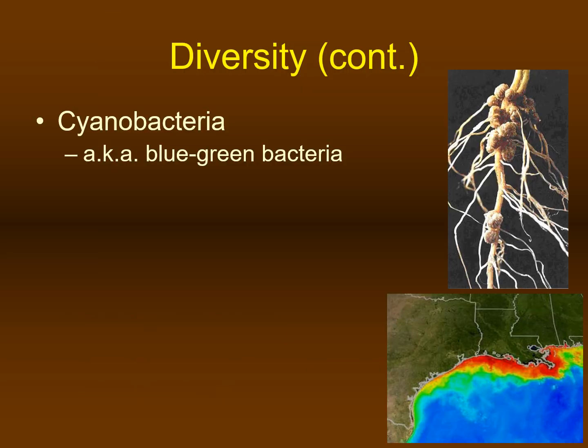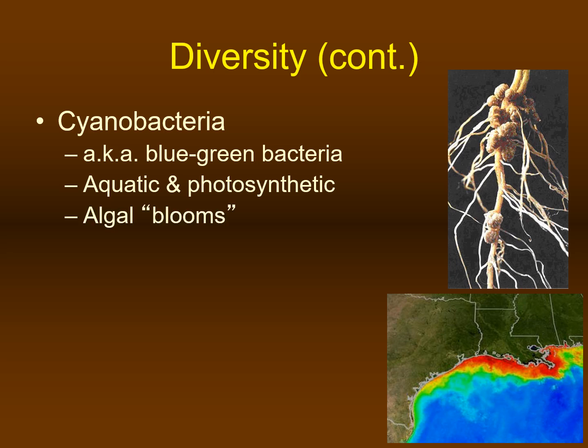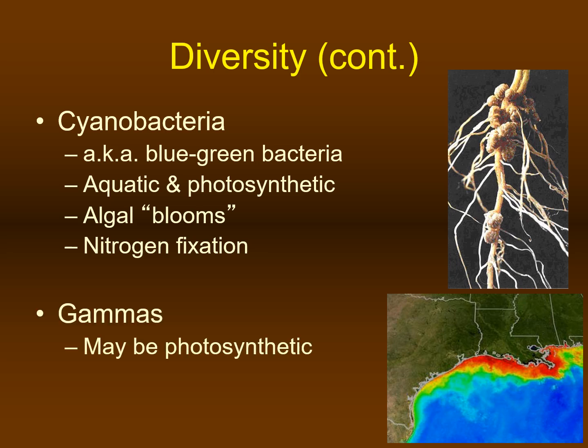Very interesting type of bacteria are cyanobacteria, which are photosynthetic. They can be found on the roots of the plants and in the oceans. They are largely responsible for what we call algal blooms, though they're not algae. And they also are very active in the fixation of nitrogen. Some gamma proteobacteria can also be photosynthetic, and there are some pathogens among that group.